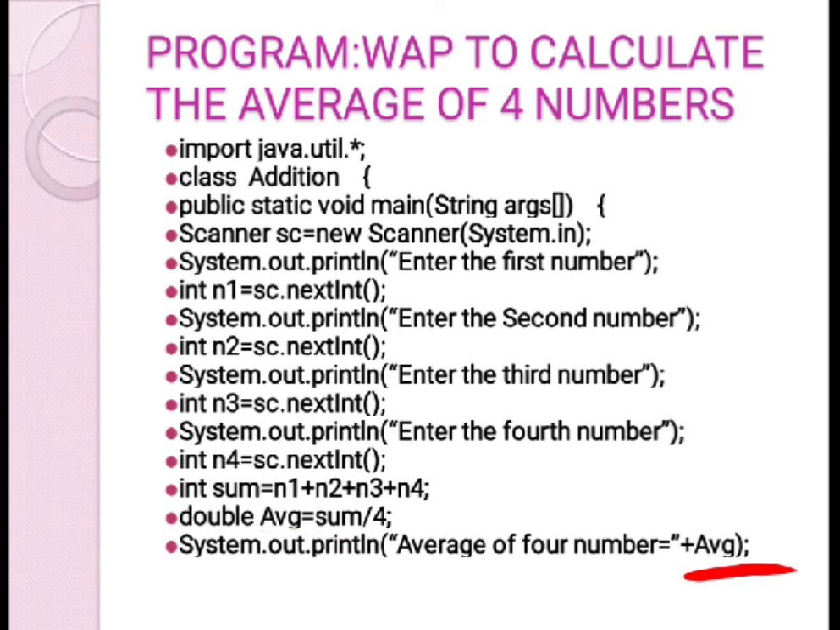So print average. At last you are going to close the method bracket, and finally close the class bracket. I hope you understand the working of the Scanner class, how you are going to take the number and double and integer values from the user.